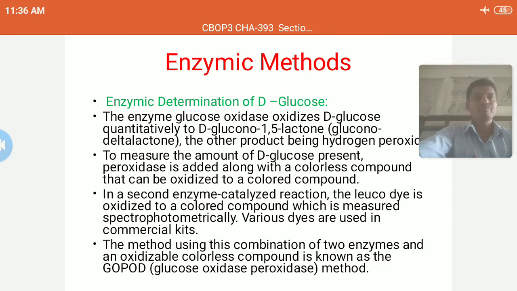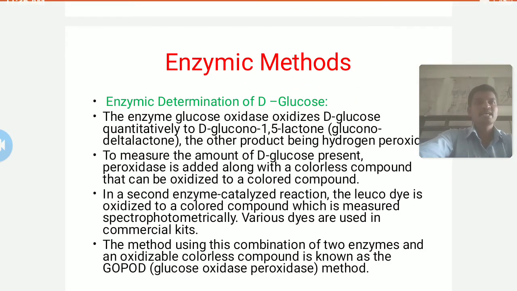Now the next method is the enzymic method. The first one is HPLC, the second one is GC, and the next one for the analysis of mono and disaccharides is the enzymic methods. So enzymic determination of D-glucose is discussed here. The enzyme glucose oxidase oxidizes D-glucose quantitatively to D-glucono-1,5-lactone. So this is the reaction shown here.